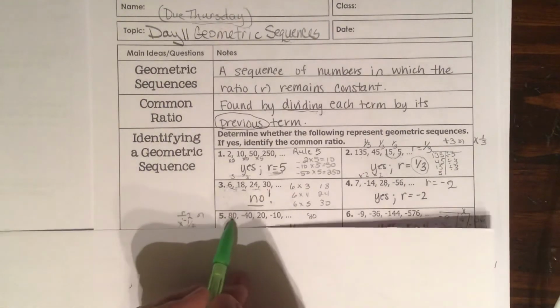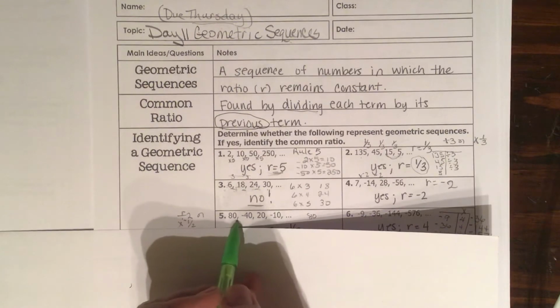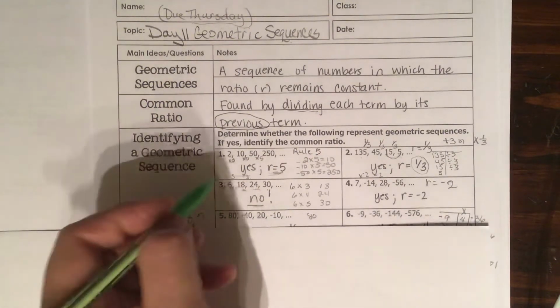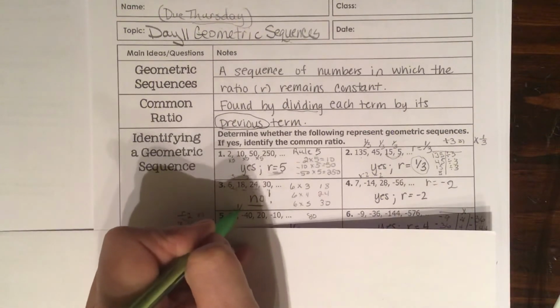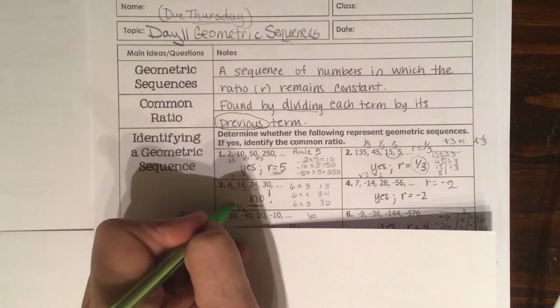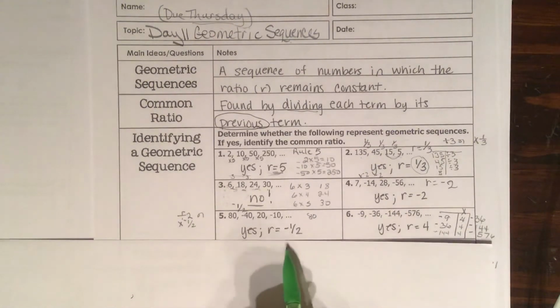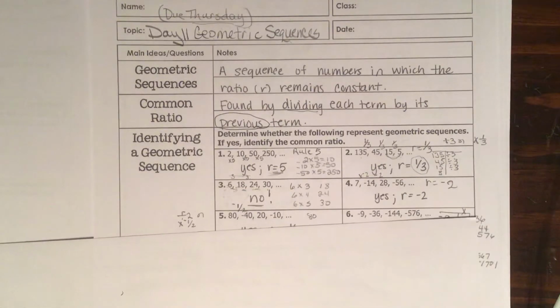Number 8, we see it's a decreasing pattern. We see that if we divide, 40 goes into 80 1/2. So it's 1/2, and it's going to be a negative 1/2. So our rate is negative 1/2, and it's number 9.